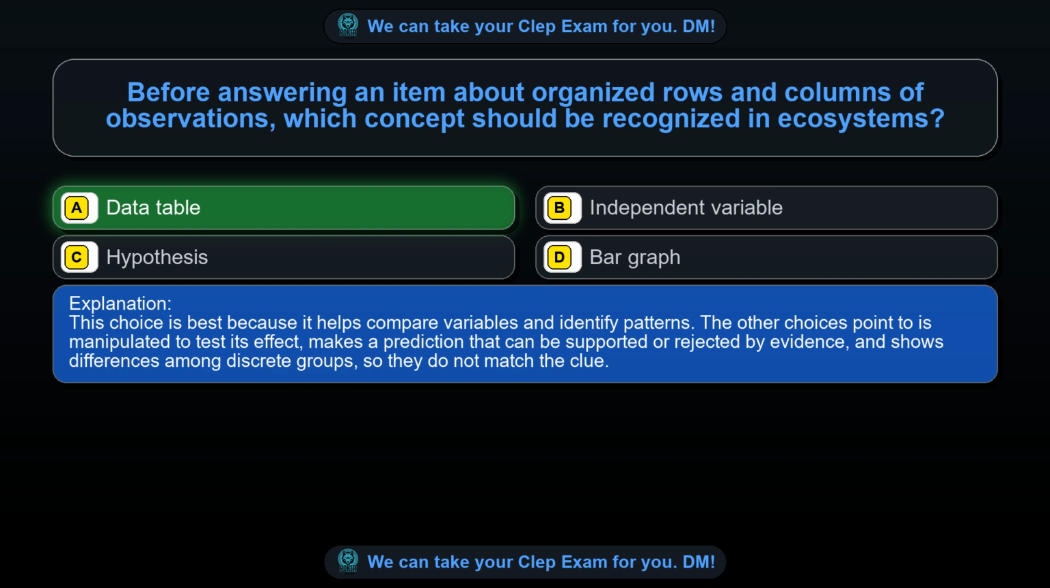This choice is best because it helps compare variables and identify patterns. The other choices point to a variable that is manipulated to test its effect, a prediction that can be supported or rejected by evidence, and a display that shows differences among discrete groups, so they do not match the clue.